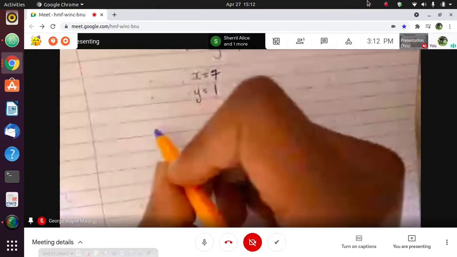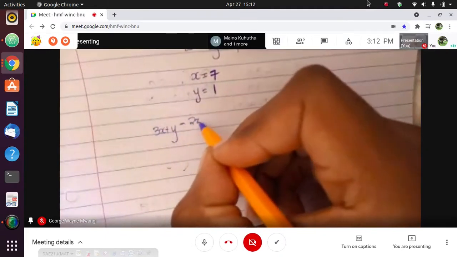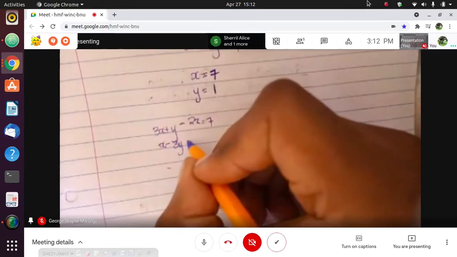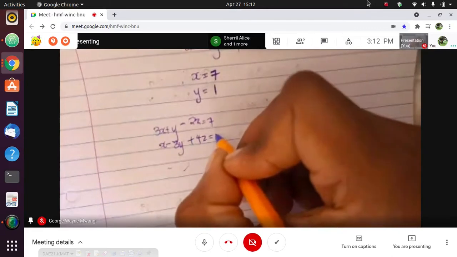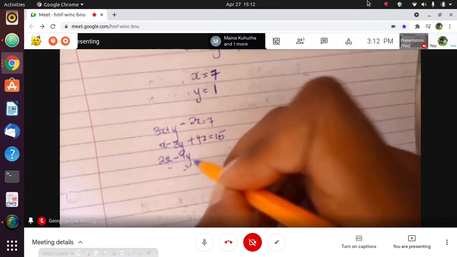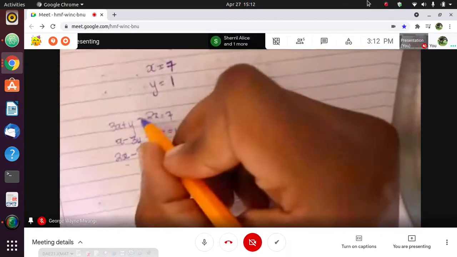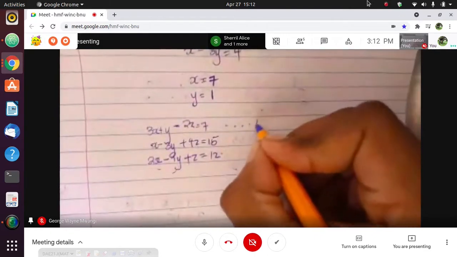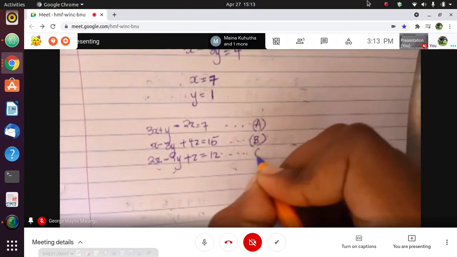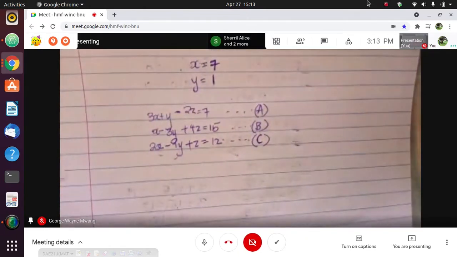For example, we have 3x plus y minus 2z is equals to 7. We have x minus 3y plus 4z is equals to 15. We have 2x minus 2y plus z is equals to 12. I will label these equations distinctively so that we can see which one is which. So the first equation will be A, the second one B, and the third one C.